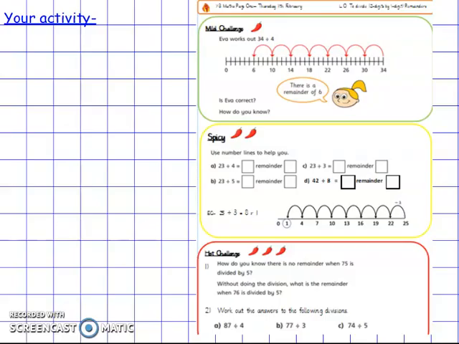On your worksheet, you will have some questions that you can answer here, and it is focusing on using a number line as well. So you can draw your number line and then count back in 6s or 4s, however many it's asking you, to work out how many is left over.